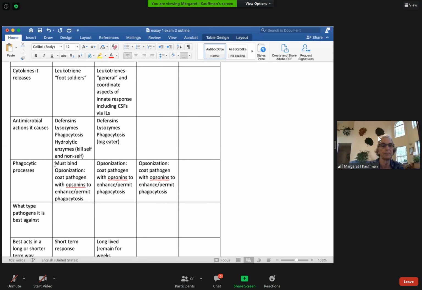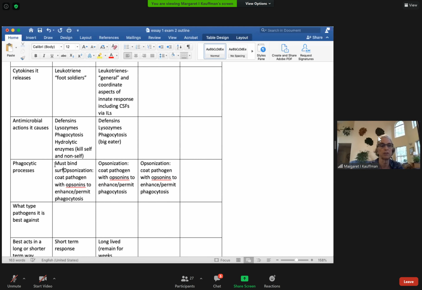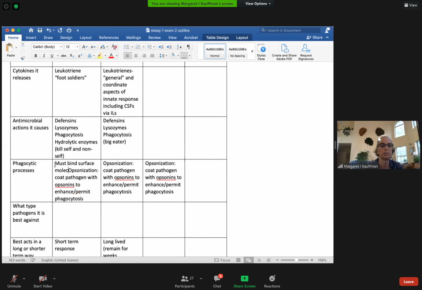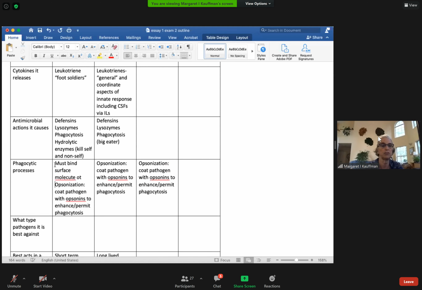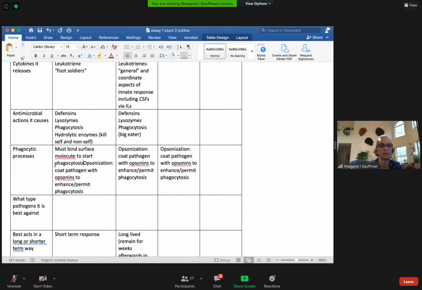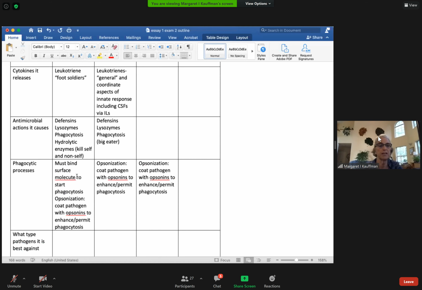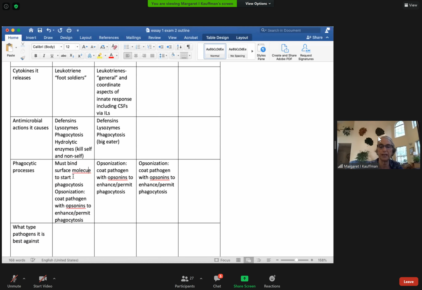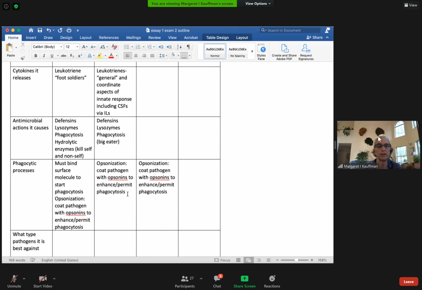Must bind surface molecule to phagocytize, to start phagocytosis. I can't spell because it's shifting, as you can see. And opsonization can help you. Now that again is true for all of these. So I'm only writing it under neutrophils, but whatever I'm writing is also true for these guys.